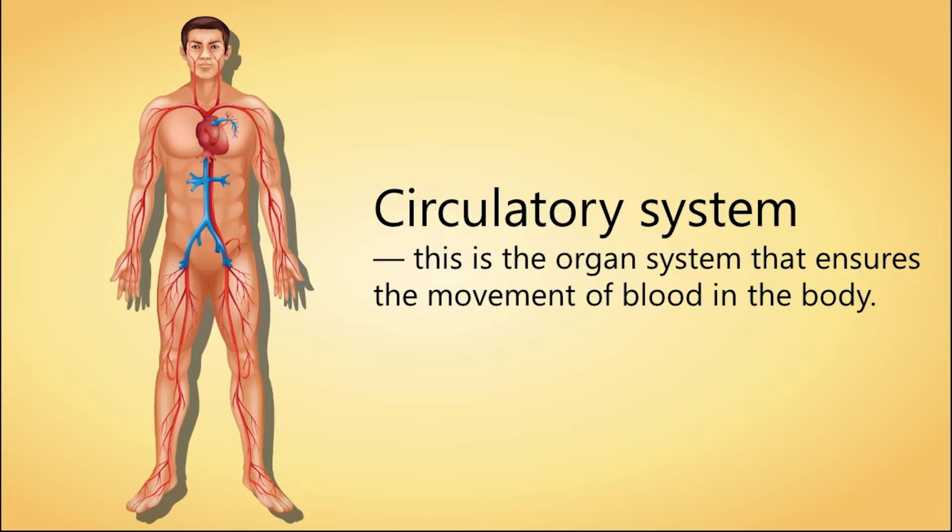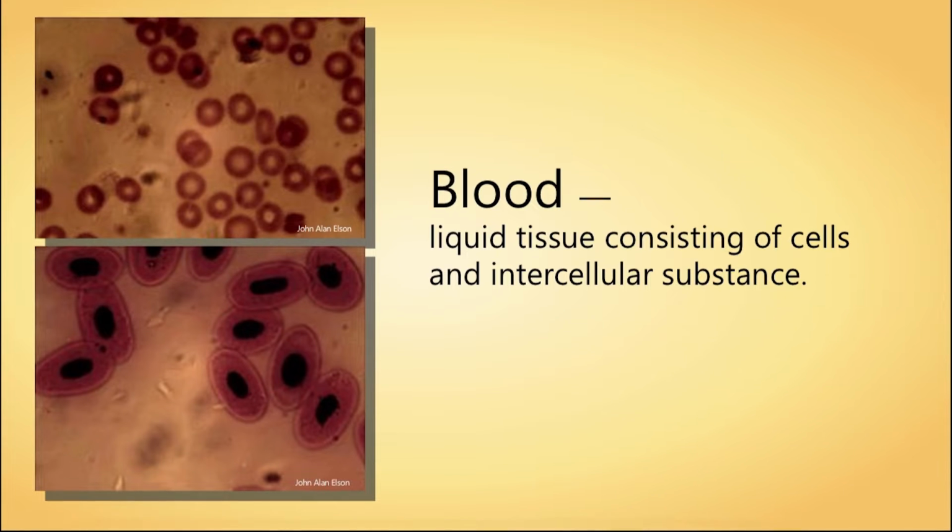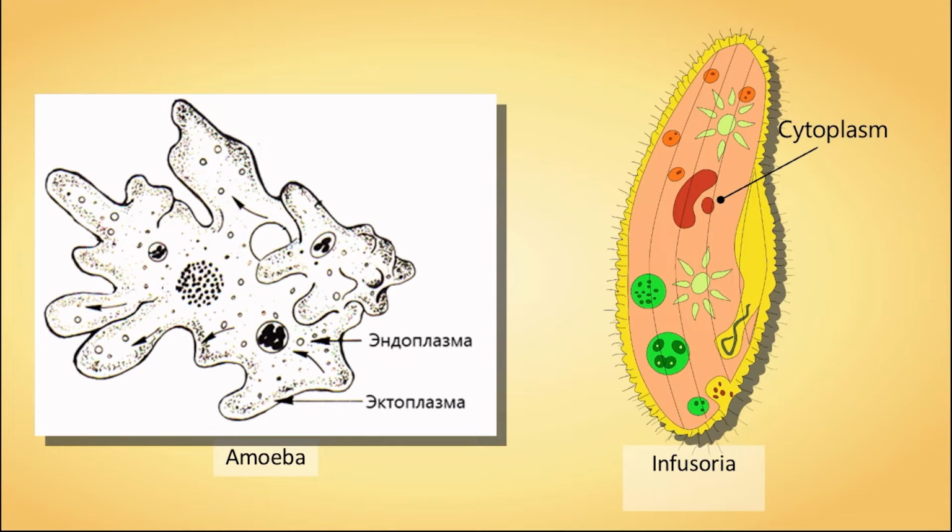the body. The circulatory system is an organ system that provides the movement of blood in the body, the transport of nutrients and oxygen. Blood is a liquid tissue consisting of cells and the intercellular substance. This raises a question: do all animals on Earth have blood and circulatory systems?